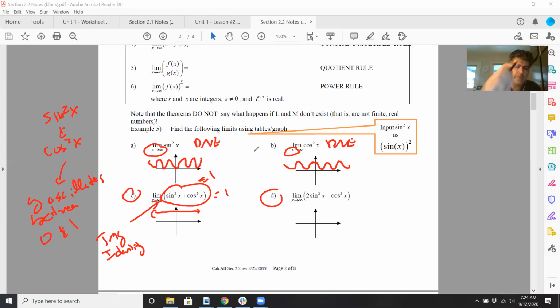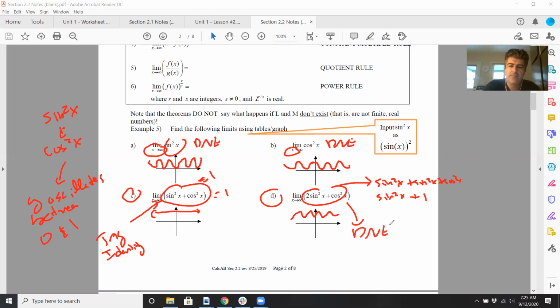But then this one's kind of weird because this one does something kind of funky like this here. I mean, yes, it's going to be sine squared x plus another sine squared x plus cosine squared x. So it's sine squared x plus 1, which is really just like this up here with a shift of 1 up. So actually it's not as funky as we think. It's just taking A and shifting it by 1. The limit here won't exist because it's oscillating.